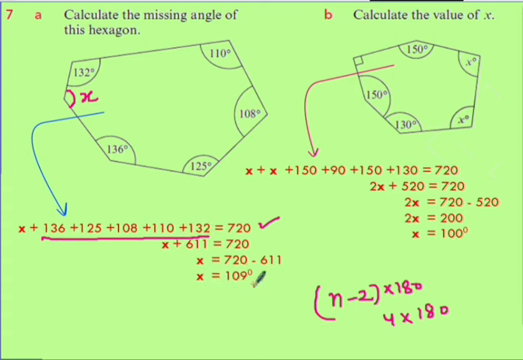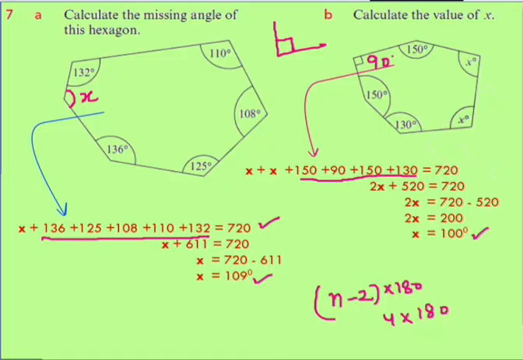When we add all this, we get 611, and the answer comes x is equal to 109. When we go for this part, here they have given 90 degrees. This sign indicates 90 degrees, so don't get confused. Anywhere, this sign indicates 90 degrees. So you add all; x is coming twice. So x plus x, 150, 90, 150, 130. When we add all these values, I get 520. So I subtracted 520, 2x is 200. So x comes 100 degrees.